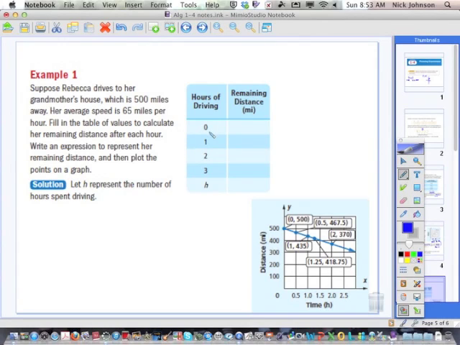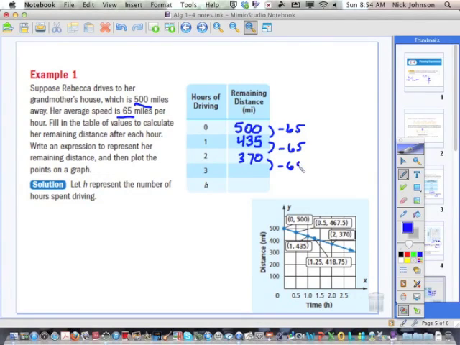So at 0 hours, how far is she away from Grandma's house? Well, she is 500 miles away. So, after she drove an hour, she is now 65 miles closer. So, 500 minus 65, you're going to tell me is 435. And all I did was subtract 65. To go from the first hour to the next hour, we got to subtract another 65. You're going to tell me is 370.